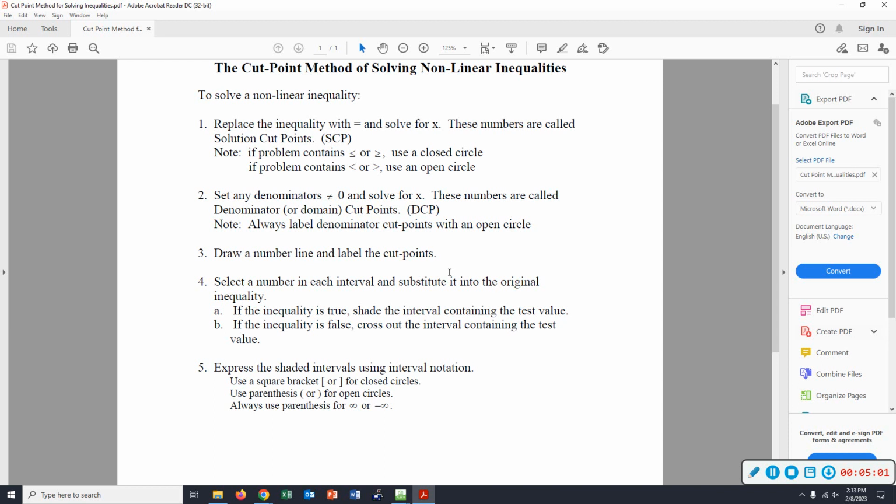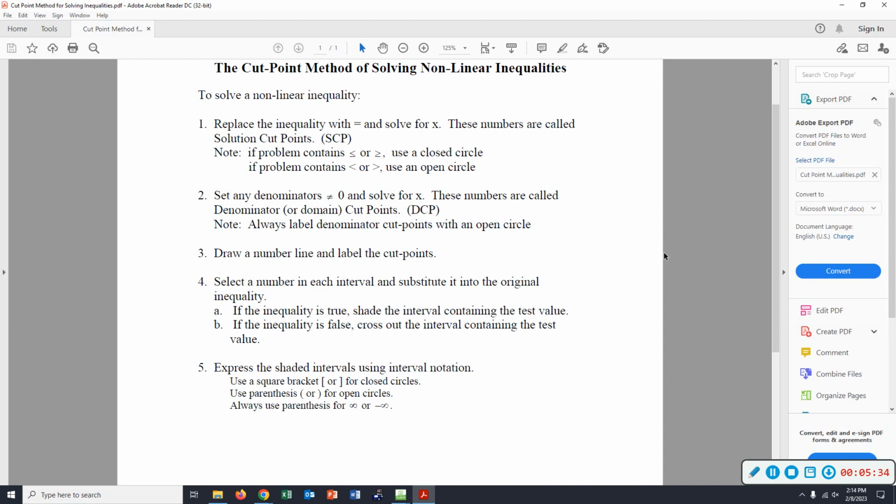And test the intervals on the number line. And notice step number 5, express the shaded intervals using interval notation, and we're reminding you, square brackets for closed circles, parentheses for open circles, and parentheses for infinities or negative infinities. So if you start solving these and you think, oh, I can do these without drawing a number line and shading regions, well, then you're wrong.